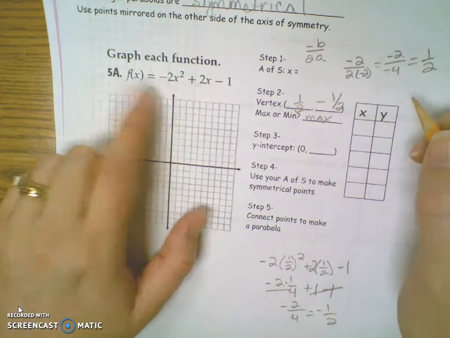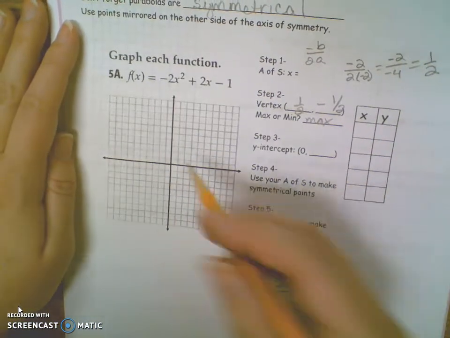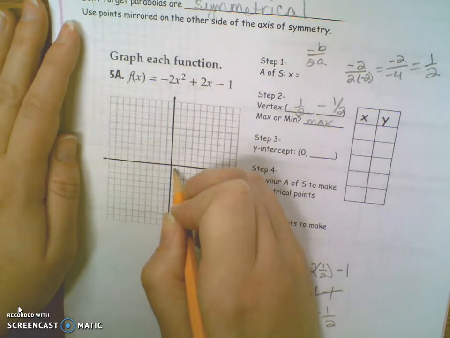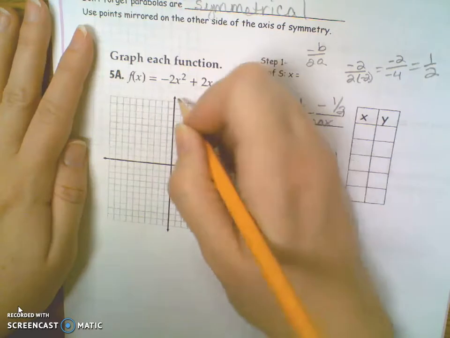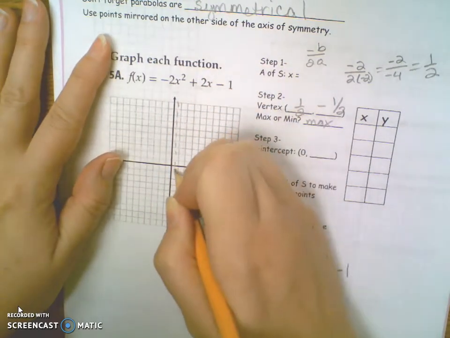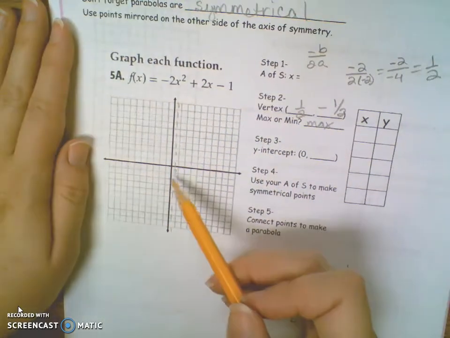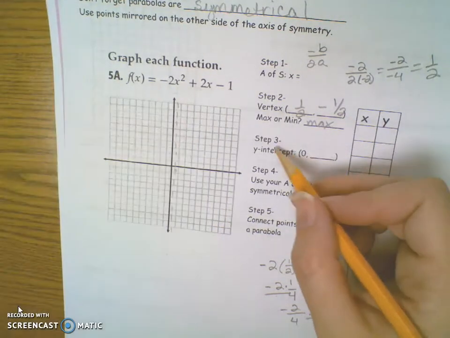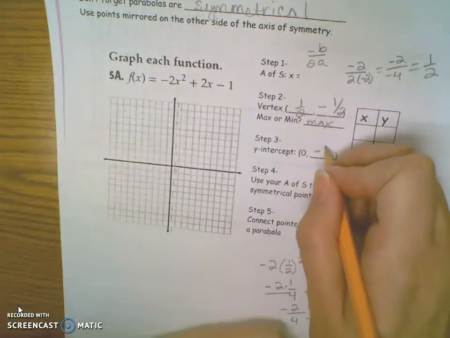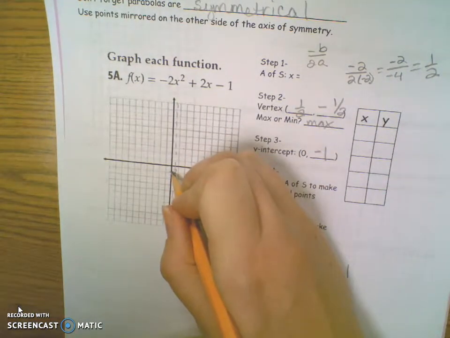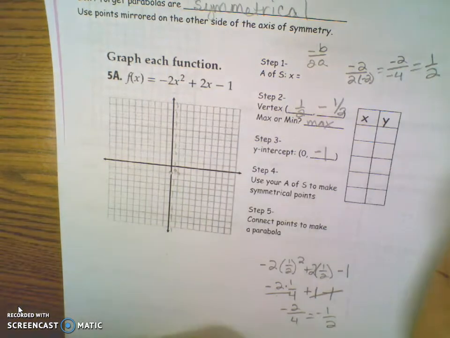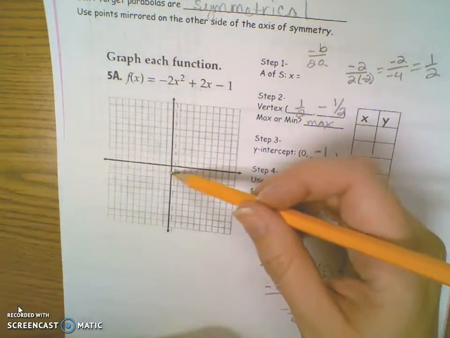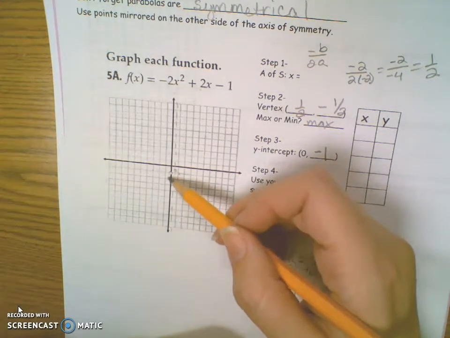It's going to be opening down because it's negative. So I can go ahead and put my vertex of (1/2, negative 1/2) about right there, and I can do my axis of symmetry, which is going to be going down that way, and then I know it's going to be a max, so I know it's going to be opening down like that. My y-intercept is going to be c, which is negative 1. So that's going to be there, and that's going to be there. And then right now, it says use my axis of symmetry to make symmetrical points, so I did that, and then connect the points to make a parabola.